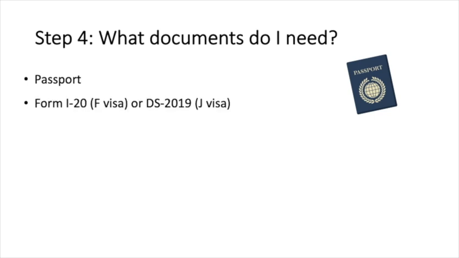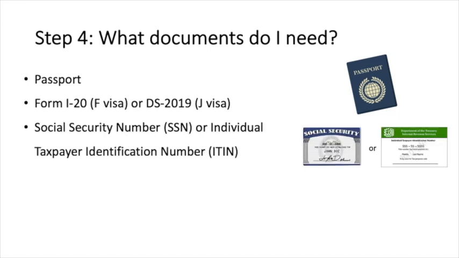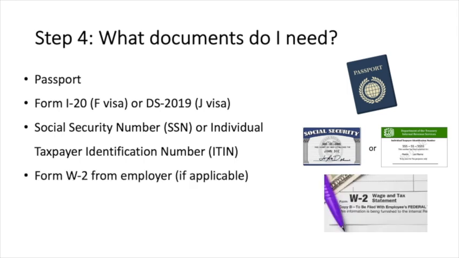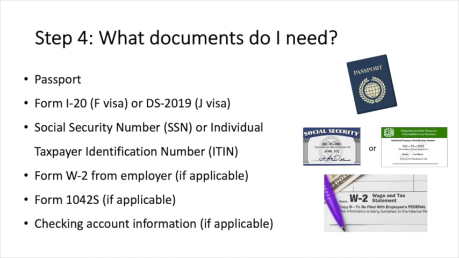So to fill out the forms, you'll need some documents, including your passport, Form I-20 if you're on an F visa, or DS-2019 if you're on a J visa, and either a social security number or individual taxpayer identification number. So make sure you check to see which of the 2 you're eligible for and apply for it in advance. If you are working a job, you will have received a W-2 form from your employer. And if you receive treaty employment income or scholarship income, then you might also receive a Form 1042S. And if you're eligible for a tax refund, you might want to provide your checking account information.